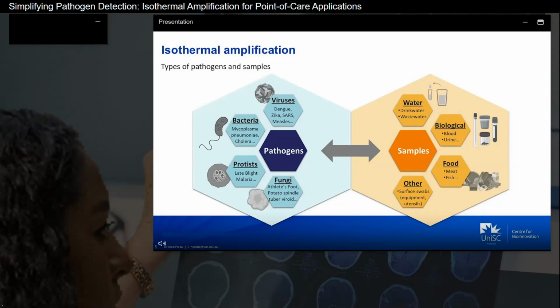As for the sample types, isothermal amplification can be used with a wide range of materials. Water samples, for example, both drinking water and wastewater. We can monitor contamination or disease spread. On the other hand, we have biological samples, including blood and urine and other bodily fluids, for diagnosing human and animal diseases. We can test food samples, like meat or fish, to ensure food safety, and even surface swabs from equipment or utensils, allowing for environmental monitoring in healthcare or food processing settings.